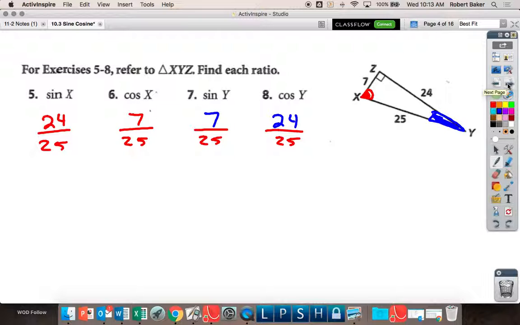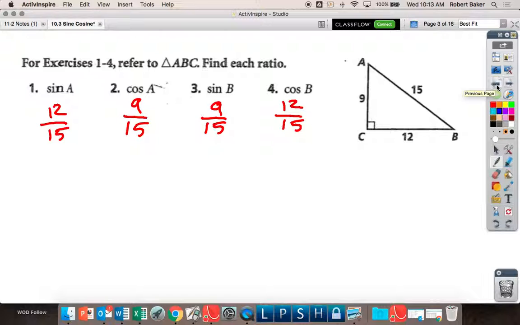They're all less than 1. Every single sine cosine ratio should always be less than 1. Period. So that's a good way to check yourself. If you find a ratio that's bigger than 1, you're wrong if you're doing sine or cosine. The only trig ratio that can be greater than 1 is tangent. It could be less than 1 or it could be greater than 1.